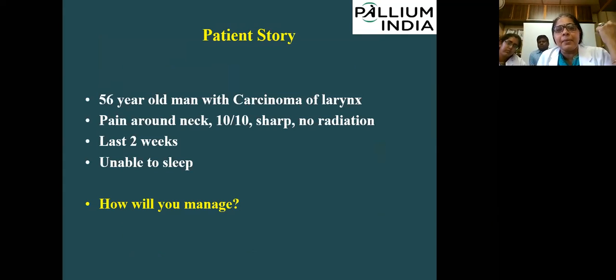Next slide, please. So when this 56-year-old man with carcinoma of the larynx comes with pain around the neck, we have assessed it. It's a 10 on 10 pain. It's sharp. There is no radiation, which tells us that it's more nociceptive. He has not been able to sleep. The pain has been there since the last 2 weeks. How will you manage? So now we have categorized this as a severe pain, which we are going to think is responsive to opioids. He's been taking something or probably nothing when he has come to you.